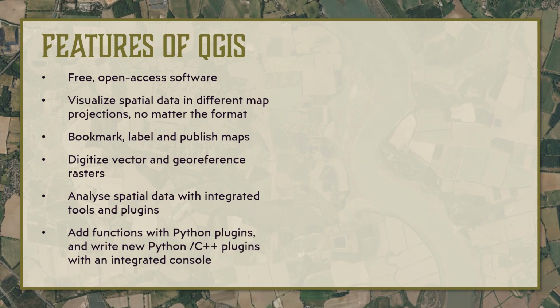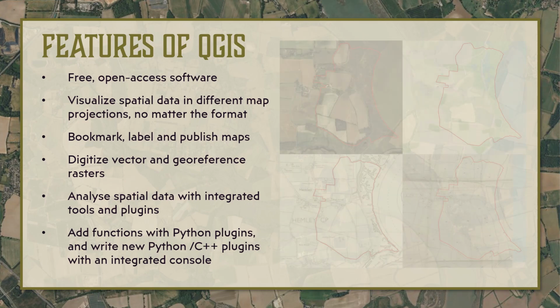With QGIS, you can bookmark, label, and publish maps. You can digitize vector and georeference rasters. You can analyze spatial data with integrated tools and plugins. And you can add functions with Python plugins, as I alluded to earlier. You can also, if you know your code, write new Python or C++ plugins within its in-house console.